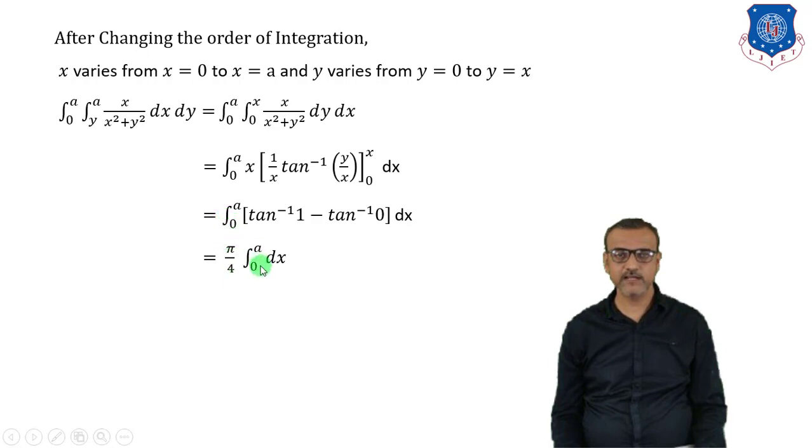And this integration from 0 to a, dx stays as it is. Pi by 4 stays as it is, and the integration of 1 with respect to x is x, and the limit is from 0 to a. Now for the upper limit a, it becomes a, and for the lower limit 0, it becomes 0. So this is equal to pi a by 4.